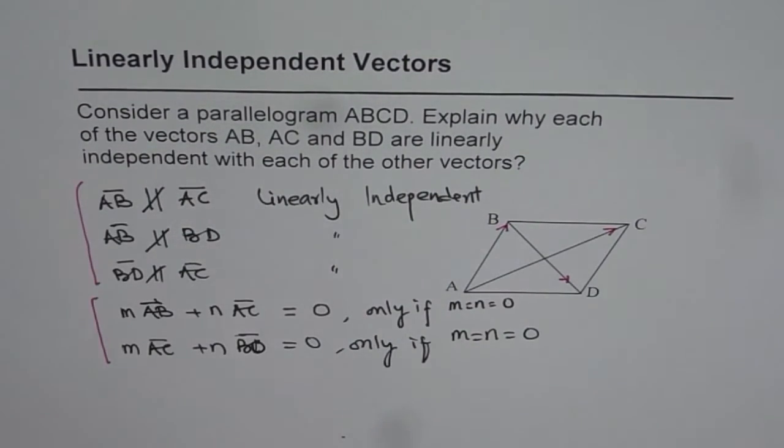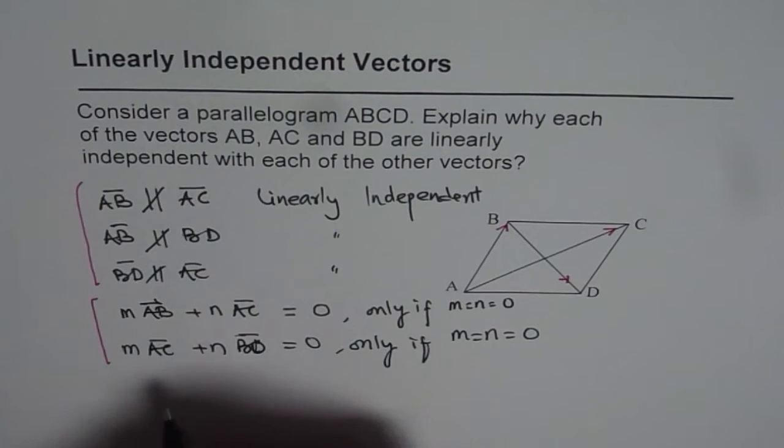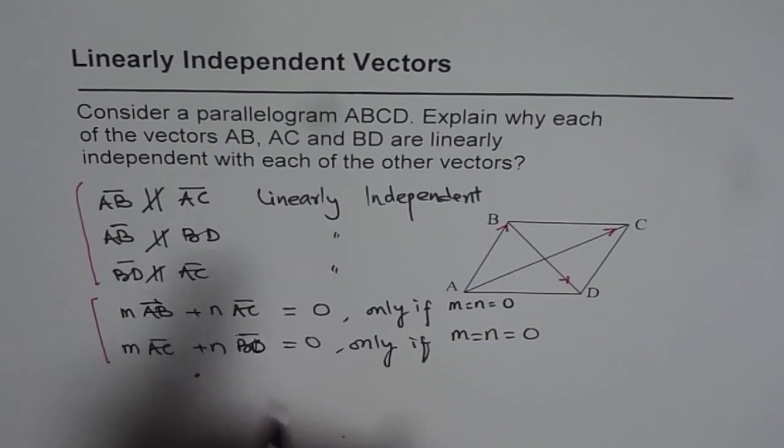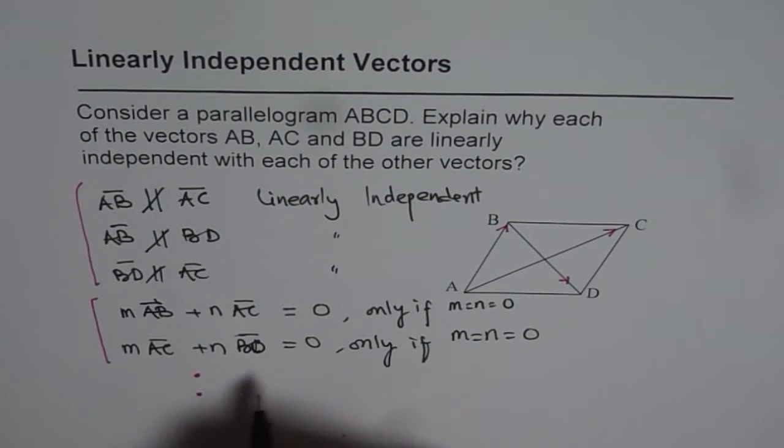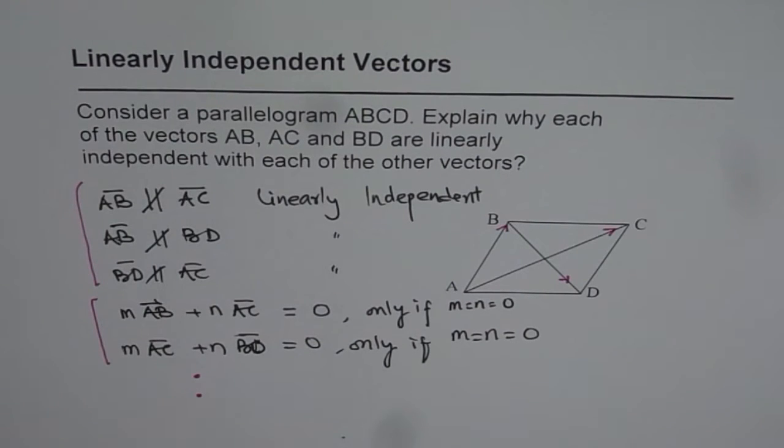So we could actually answer this question in two different ways. One, by using the definition that the vectors are not parallel, right? And the other, that the linear combination of these vectors is 0 only if the scalar multiples are 0, not otherwise. Both the scalar multiples are 0. So these are the two ways.